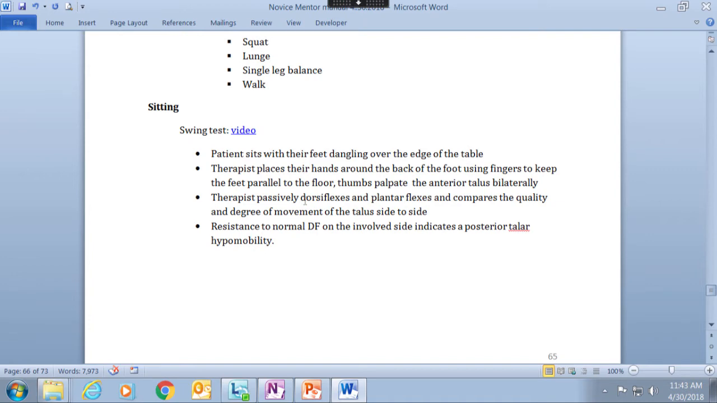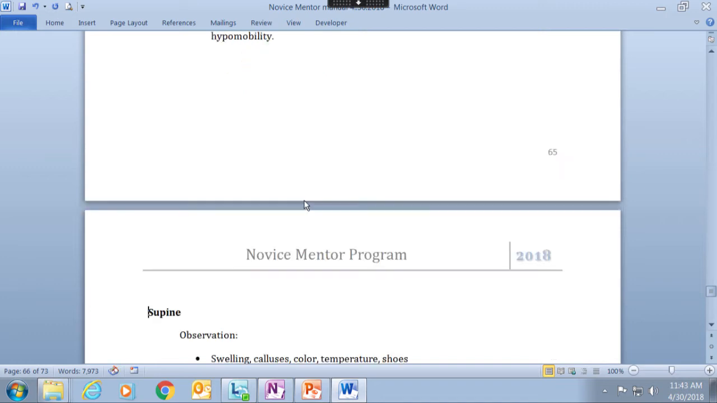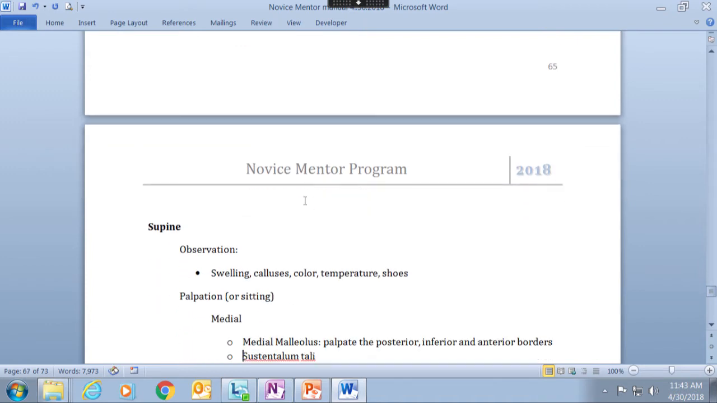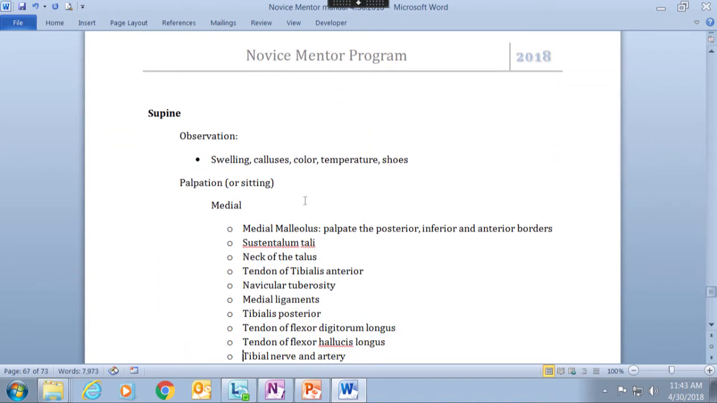Exam-wise, we can go through the swing test exam. You can go through, the video has that. But it's the idea to see how much dorsiflexion and plantar flexion, to see how much is dorsiflexion involved with the posterior talar glide. As we continue, you look at supine, look at swelling.